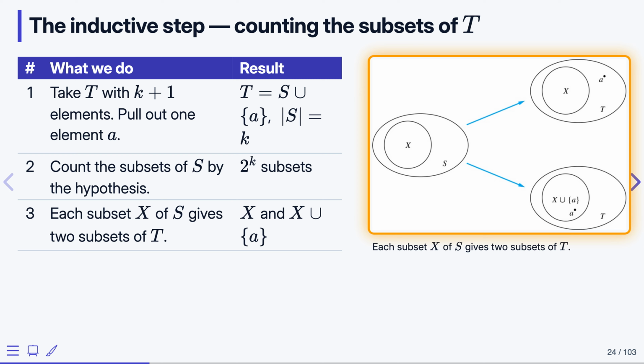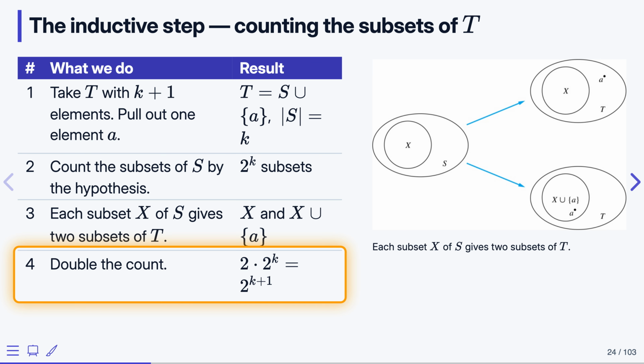The picture shows that doubling. Each subset on the left turns into 2 subsets on the right, one without A and one with A. Step 4, so we double the count. T has 2 times 2 to the k subsets, which is 2 to the k plus 1. That is P of k plus 1, and the proof is complete.